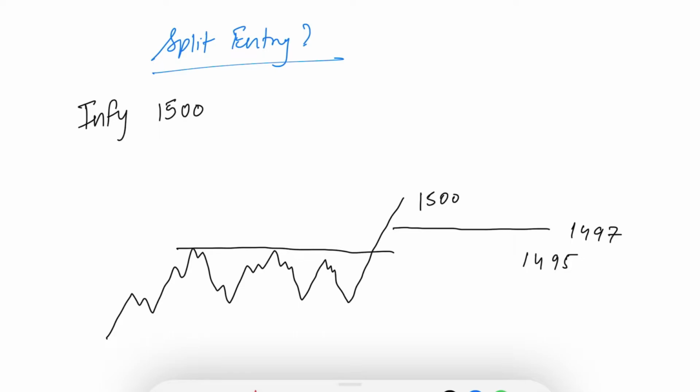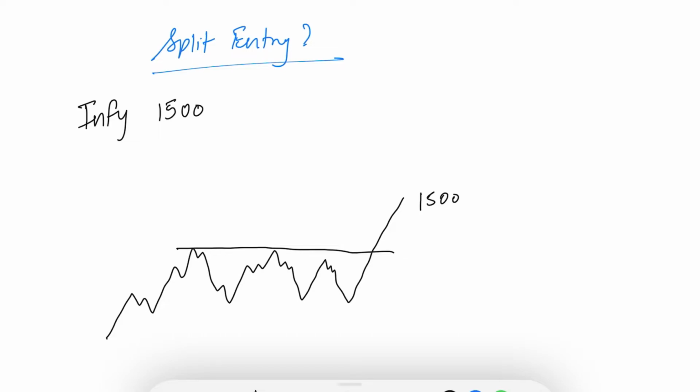Now let's understand what averaging means when we talk about averaging your losing positions. Why is there such a huge difference? We will go with the same example so it becomes easier for you to understand. So let's say again Infosys is trading at 1500. This is how the chart is looking, and the breakout is here.